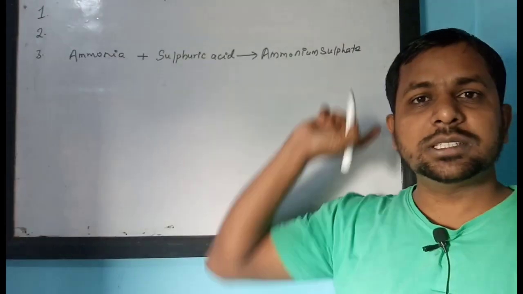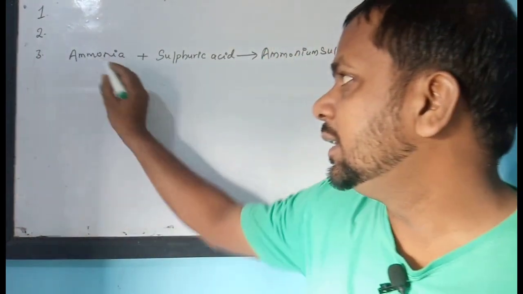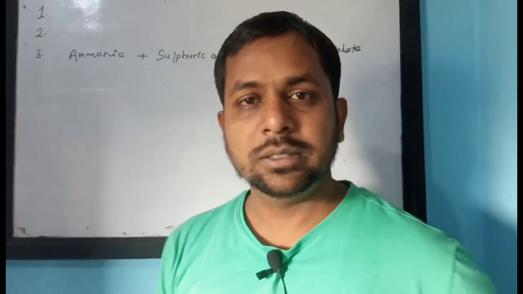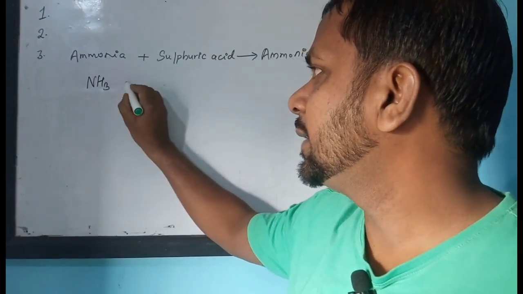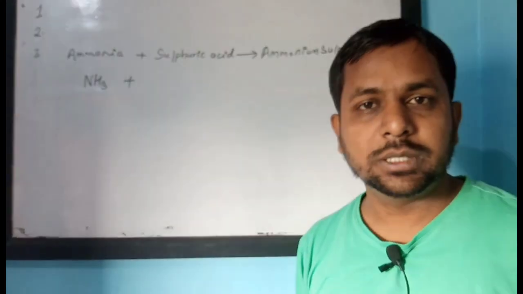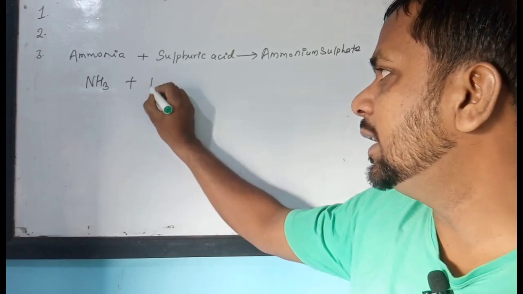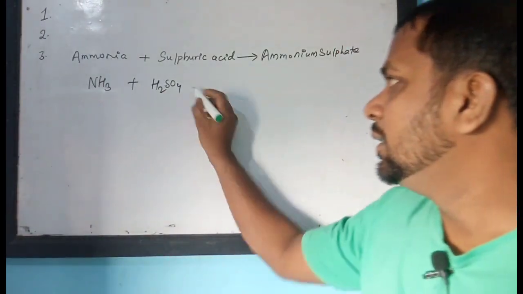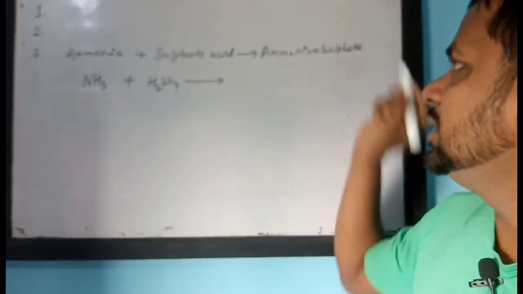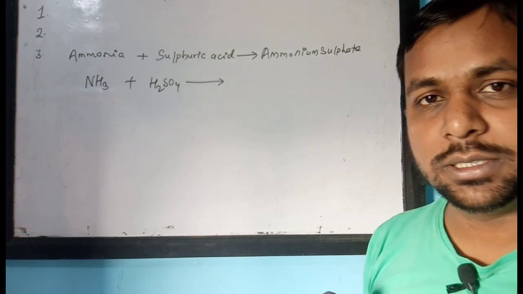This is the word equation. Let us change it first into the formula equation. The formula for ammonia we have remembered, that is NH3. Sulfuric acid formula I have written on the board earlier. You have remembered that, H2SO4. It is forming here ammonium sulfate. We do not know the formula for ammonium sulfate.